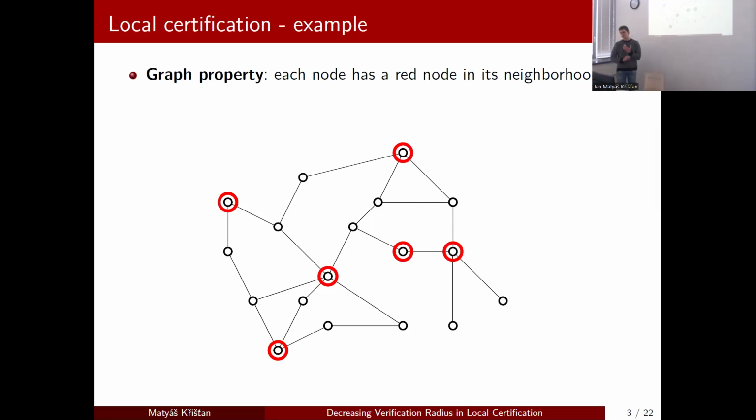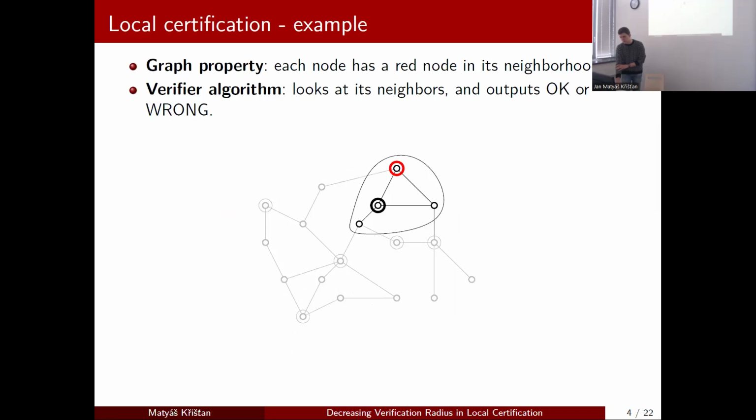So suppose that we are given graphs that can have some nodes colored in red. And the property that we should verify is that each node has a red node in its neighborhood. So it is either a red node or its neighbor is a red node. So in this instance, it holds.